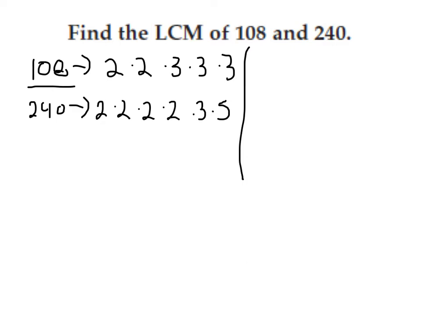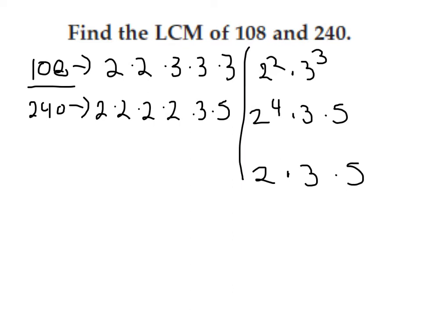Alright, what I'm going to do is put these in using exponents. Putting them in exponents is to help me compare them. I know that the prime factors, the prime numbers in both of them, are 2, 3, and 5. It doesn't matter that 5 is not in 108. What we're looking for is all the prime numbers being used in both of them. So 2. I compared the 2 squared and 2 to the 4th, and I'm going to take the largest of the two.